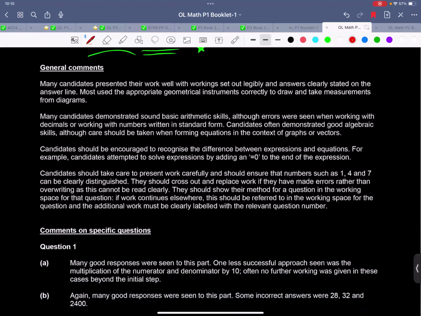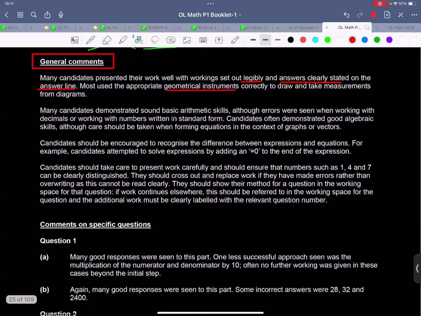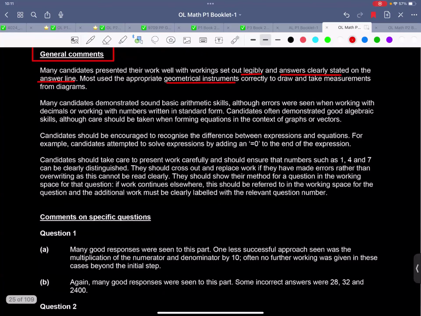Now, the general comments. Most candidates presented the work really well, with working set out legibly, that's readable, and answers clearly stated on the answer line. Most used the appropriate geometrical instruments correctly to take measurements from diagrams. I think that was not as such needed.